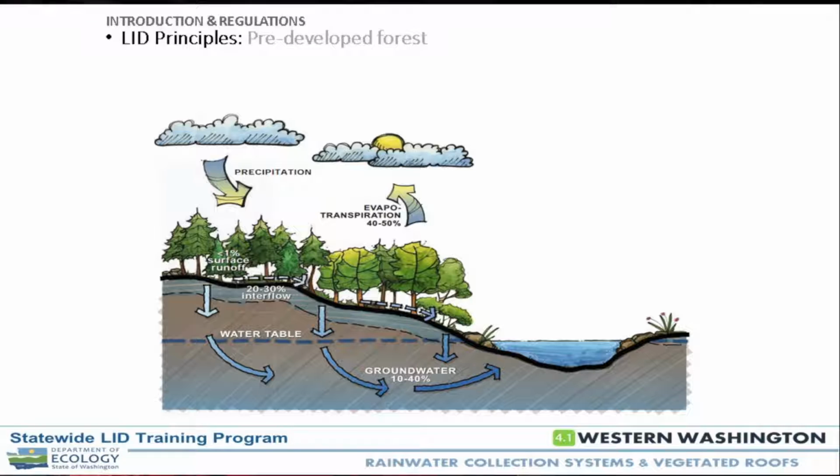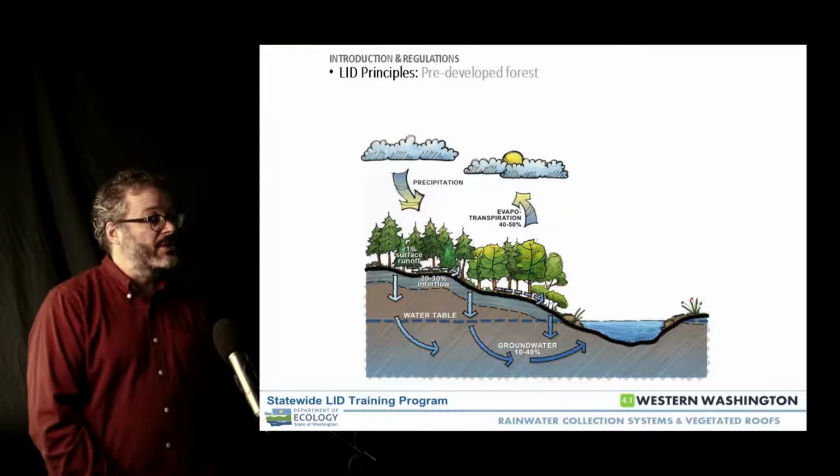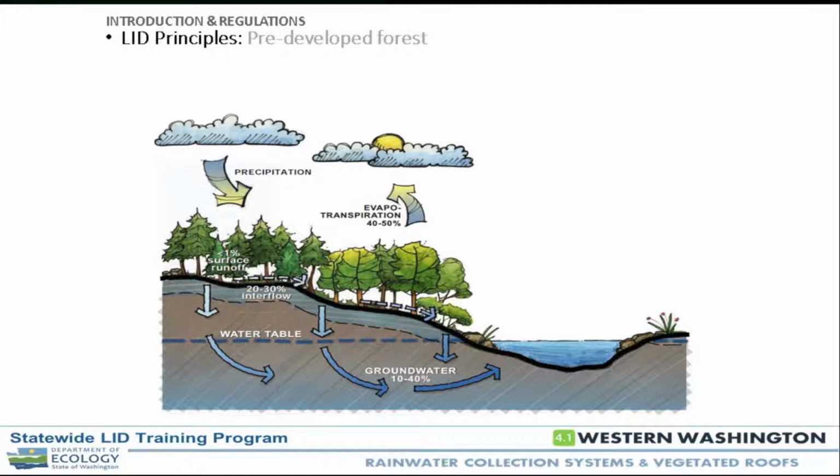But you can see here, for example, these percentages show the disposition of rainfall in a typical forest. It's always shocking to see that over half of the rainfall that falls in a native forest actually goes back into the sky. Only about 1% generates runoff.